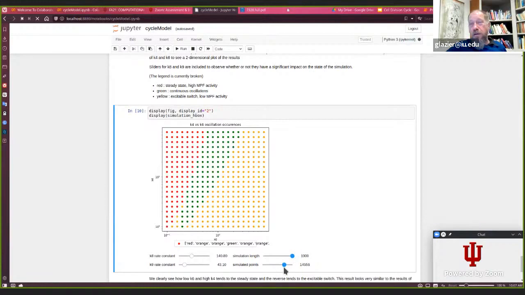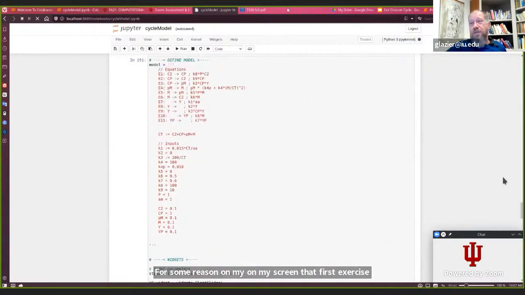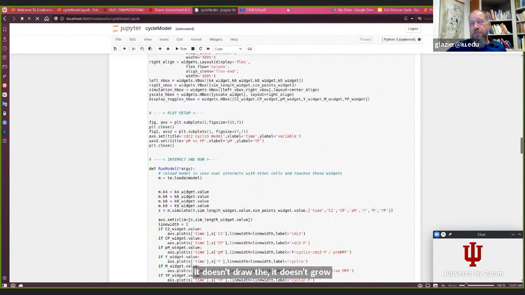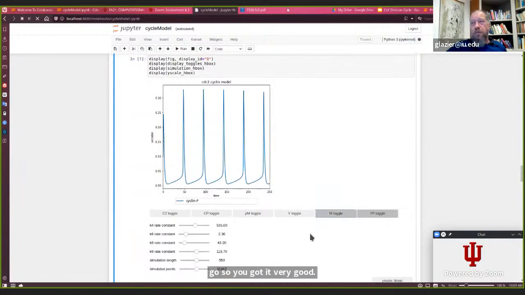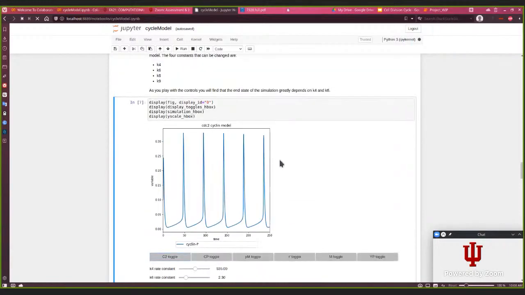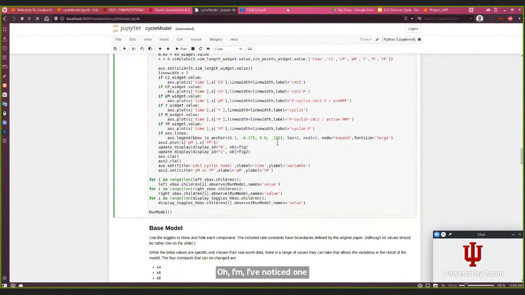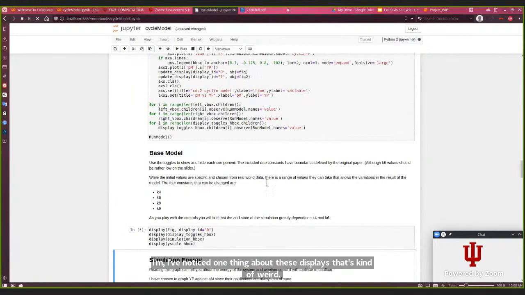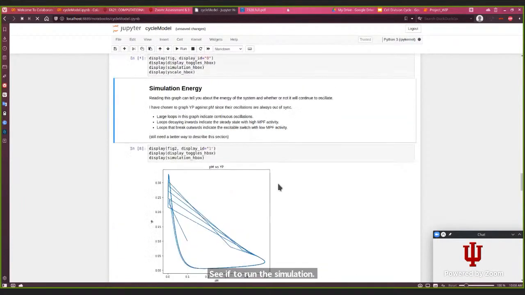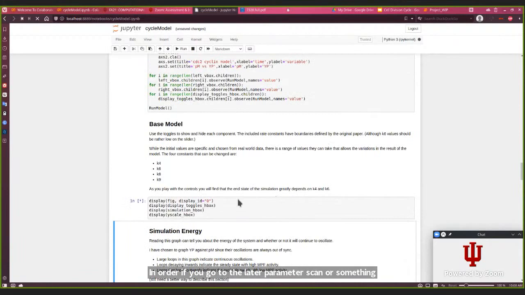And for some reason on my screen, that first exercise where you have the base model, it doesn't draw the. Well, there you go. So you got it. There it is. So it's square. Because when you showed it before, the duration was. Oh, I've noticed one thing about these displays that's kind of weird: you have to run the simulation in order. If you go to the later parameter scan or something, it messes up how this displays.